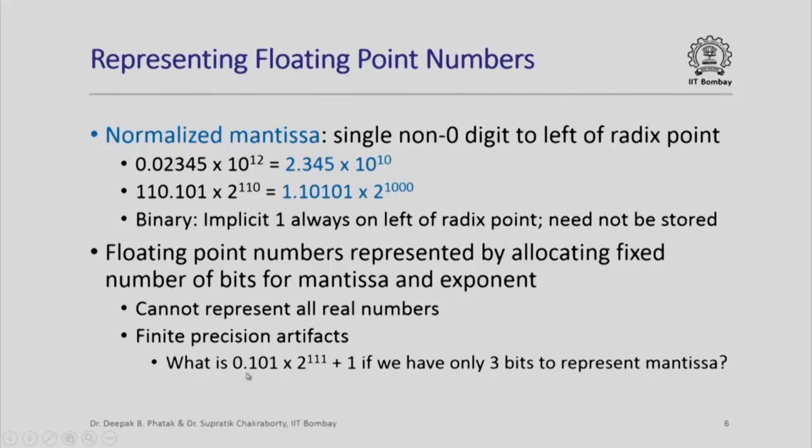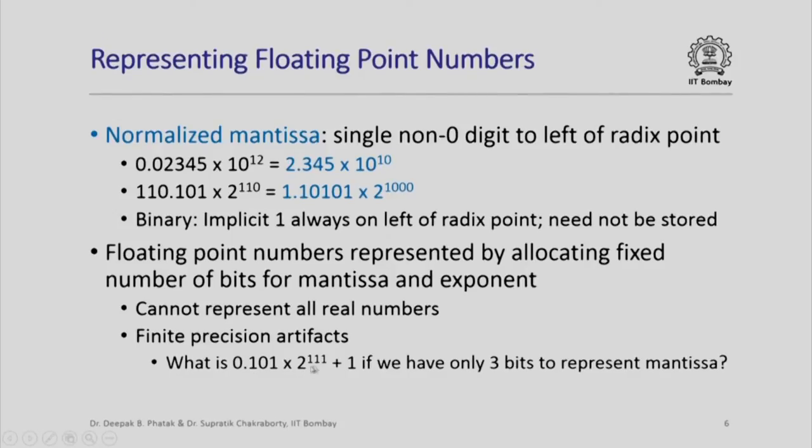Because we cannot represent all real numbers, some funny things happen. For example, suppose you have only 3 bits to represent the mantissa, and look at this floating point number in binary, 0.101 times 2 raised to 111, where this is a binary exponent. This mantissa is of course not normalized, but suppose this is my binary number and I want to add 1 to it. What would be the result? If you have only 3 bits to represent the mantissa, you cannot really represent the exact result of adding 1 to this number. The number of bits you need in the mantissa would need to be far, far larger in order to represent this result exactly. This is what we call finite precision artifacts: there are certain numbers that we cannot represent exactly, and so we will represent them approximately.